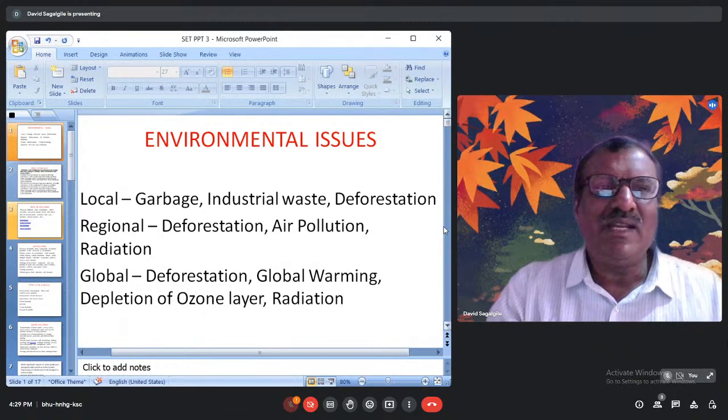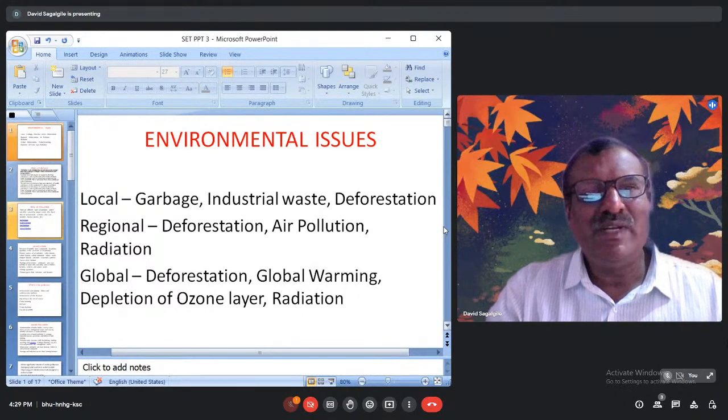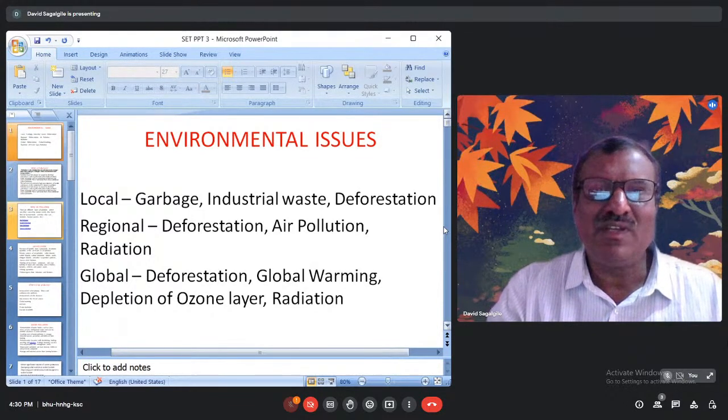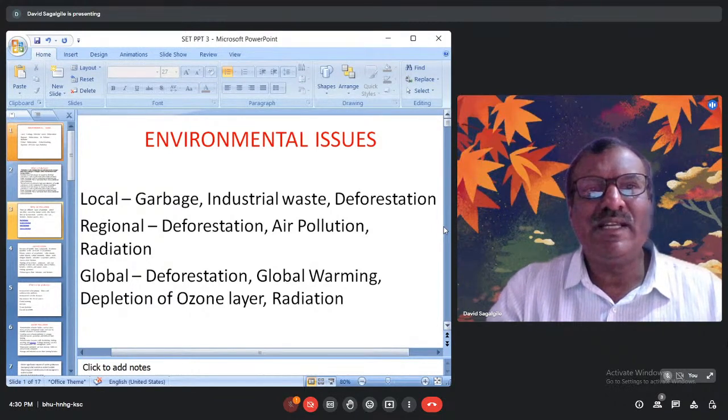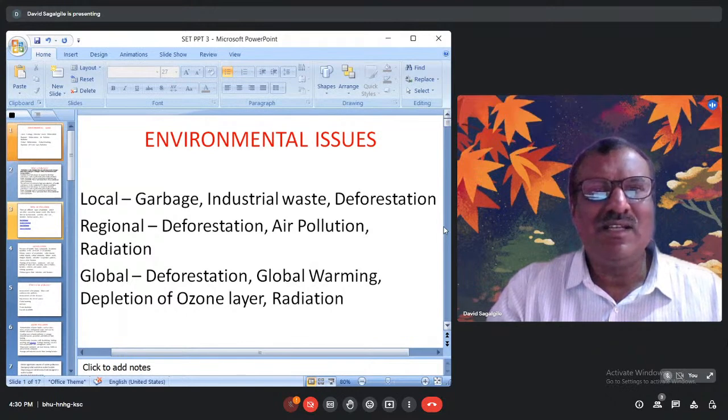The local environmental issues are basically caused because of the garbage people throw here and there, the plastic waste that they create, then the industrial waste that is left out in the rivers or in the lakes or in the water bodies, which causes a great concern. People get affected because of the polluted water. And also deforestation. Once the forests are cut down, once the land becomes barren, it naturally affects rainfall because precipitation does not happen, and that particular area gets lower rainfall than usual. So these are the local effects.